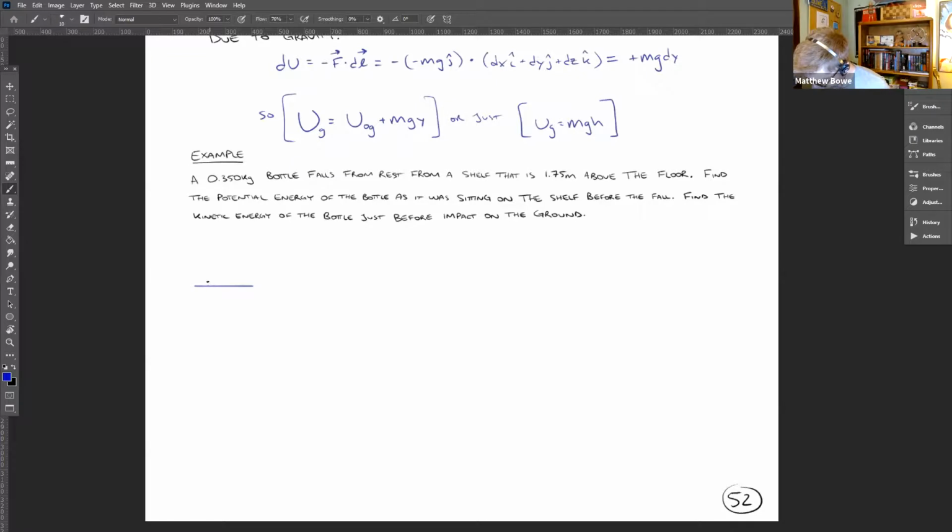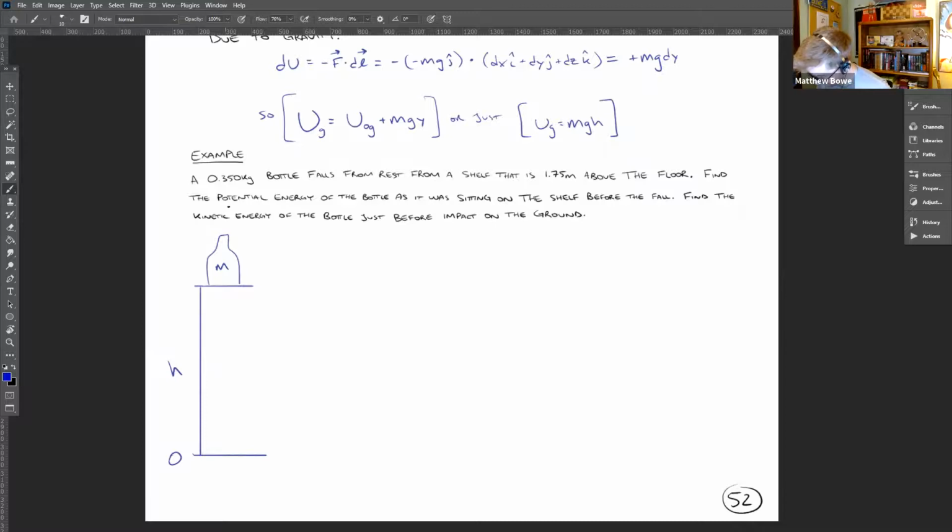So we have a bottle on a shelf. That is some mass, and it is a certain height from the ground. We're going to say the ground down here is 0. So 0 height. That also means that if the bottle was on the ground, it would have 0 potential energy. So pretty easy to start out with.